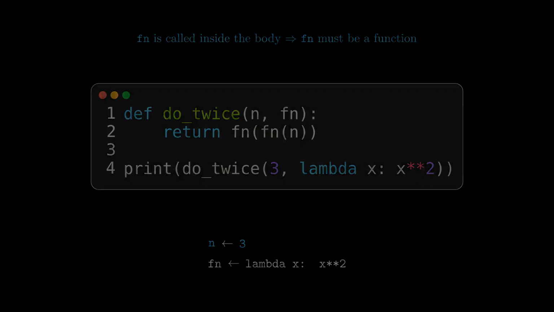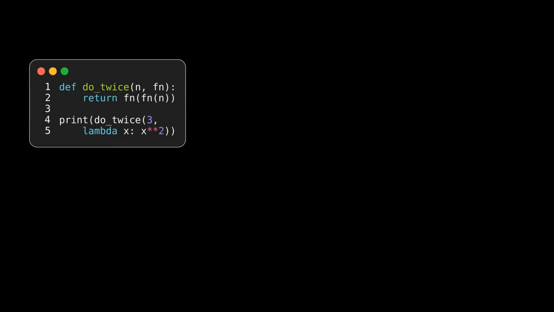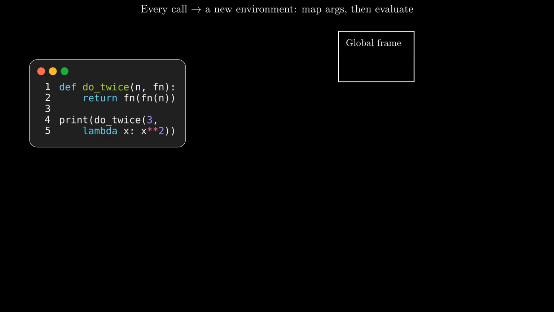Let's trace it. We run this the way every trace works. Create a new environment for each call, map arguments to parameters, then evaluate the body. Python starts by building the global environment. In it, do twice is bound to a function object, and the print statement waits to display a result. Reading left to right, the first thing that happens is the call to do twice.